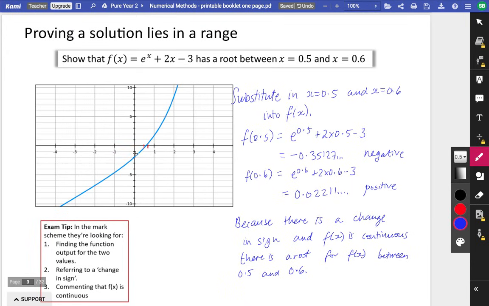If it's negative over here and it's positive over here, in between those two gaps, it must have crossed the axis. So the things they always look for in the mark scheme are finding the function output for the two values, like we did here, and then in the comment, talking about there being a change in sign, and also saying that the function is continuous. So there's those three things. They need to see the inputs, with it being negative and positive, the comment about the change in sign, and also that the function is continuous.